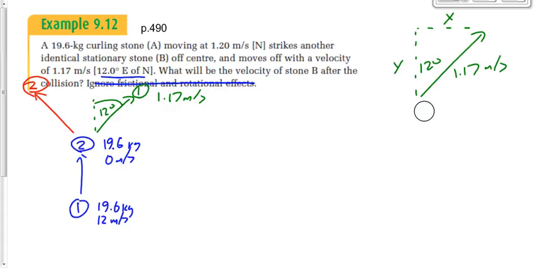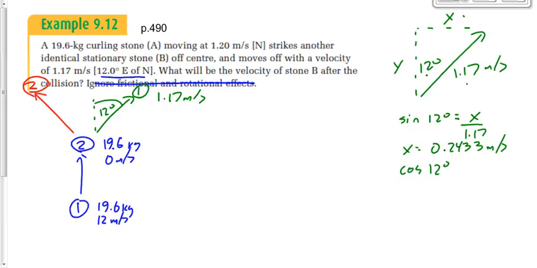We're going to say sine 12 degrees is equal to x over 1.17, because x is the opposite side. We have the hypotenuse, right? Sine 12 is equal to opposite over hypotenuse. For that, we get 0.2433 meters per second. That's the x component. Now the y component, cosine 12 degrees is equal to y over 1.17, right? Cosine 12 is equal to adjacent over hypotenuse.